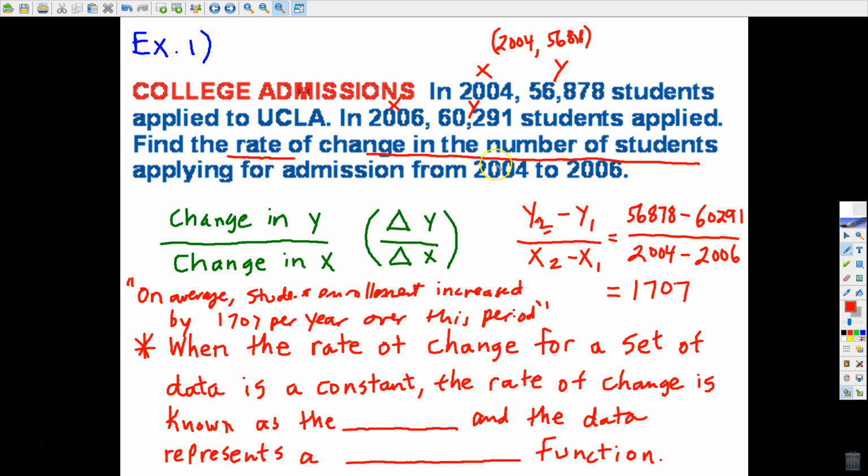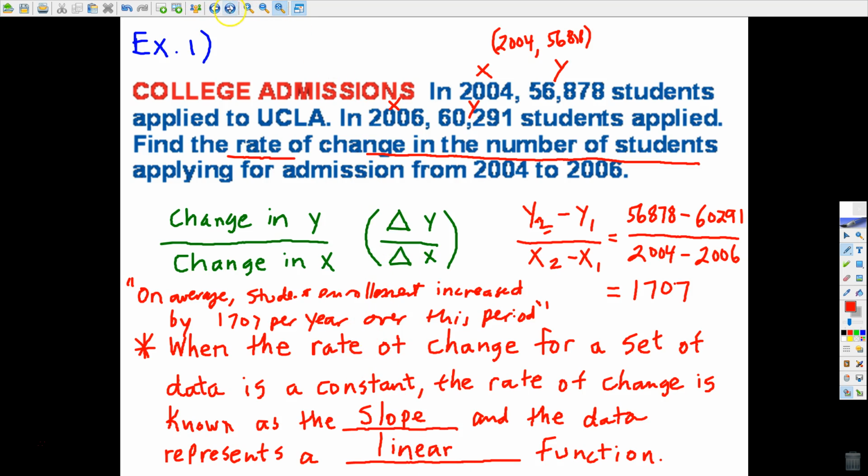You may have some in your homework that look like this. We touched on this earlier, but let's just go ahead and finish this slide. When the rate of change for a set of data is a constant, the rate of change is known as the slope. Constant rate of change is the slope. And the data itself represents a linear function. It will be the graph of a line.